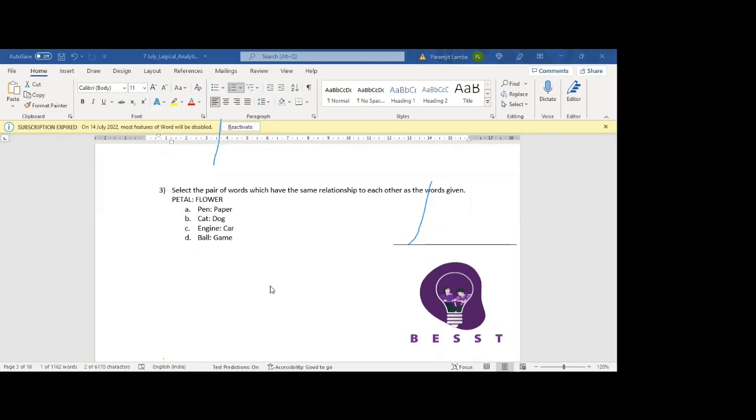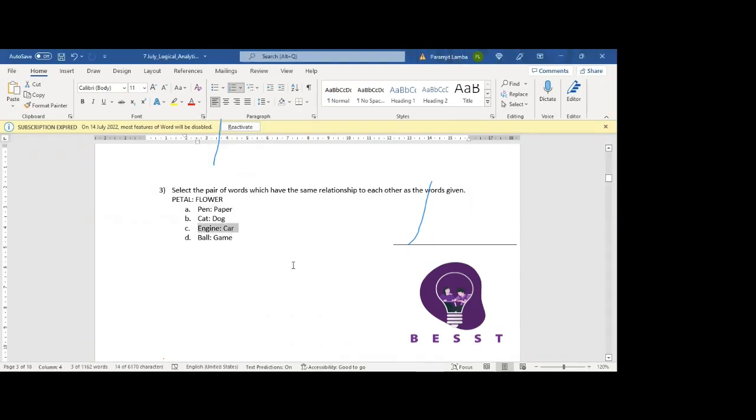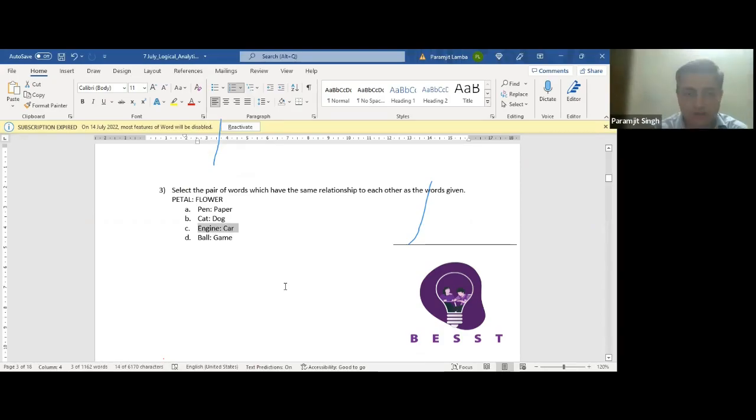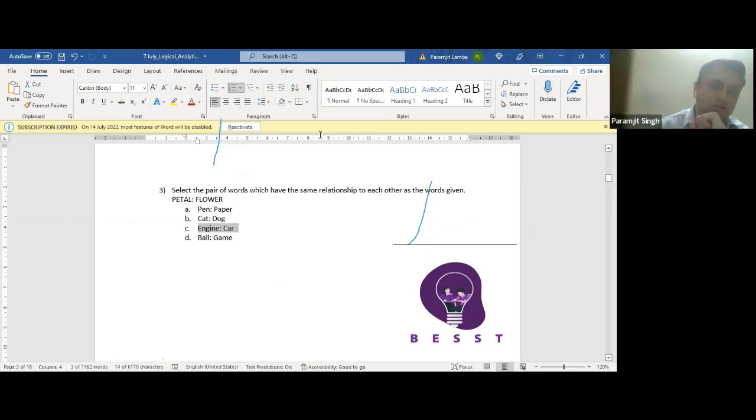Because in the car, the engine must be necessary to start the car. Okay. So you're saying petal is necessary for the flower, therefore engine is necessary for the car. Yes. Does anyone else have a different logic, or does everyone agree that this is the right logic? So like the flower contains the petal, the car always contains an engine. Correct. Absolutely. So we'll go with option C, which is engine is to car. This is the correct answer.